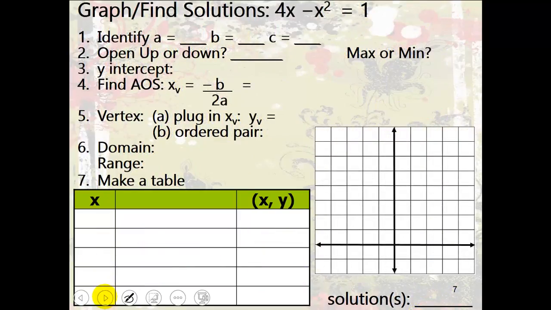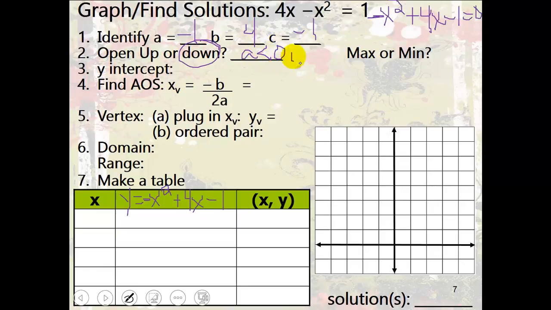Again, it is not in standard form, so I'm going to rewrite it as x squared plus 4x minus 1 equals 0. Here I'm going to write it as y equals negative x squared plus 4x minus 1. A is negative 1, B is 4, C is negative 1. It's going to open down because A is less than 0 or negative, which means that my vertex is going to be a maximum.